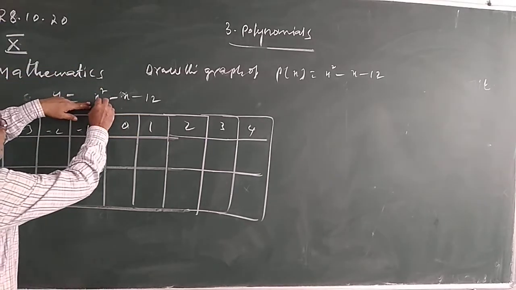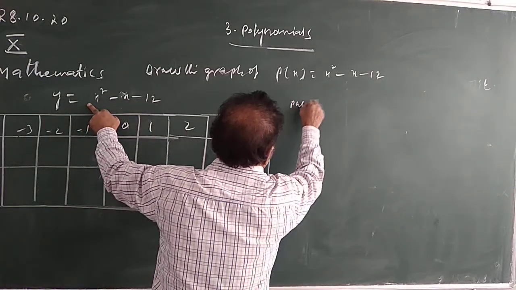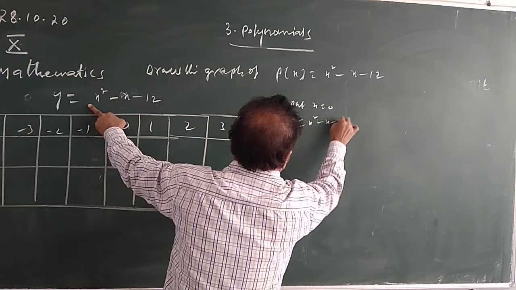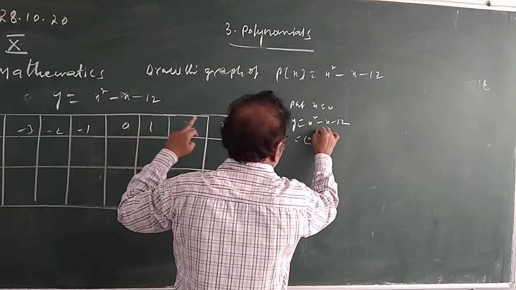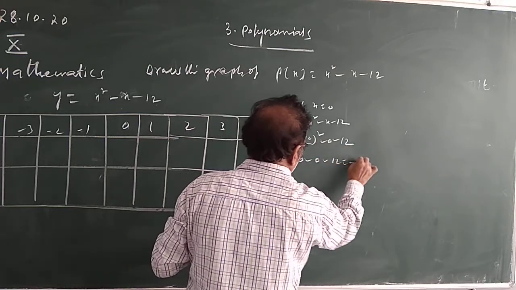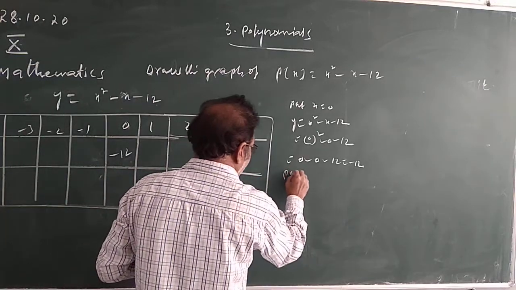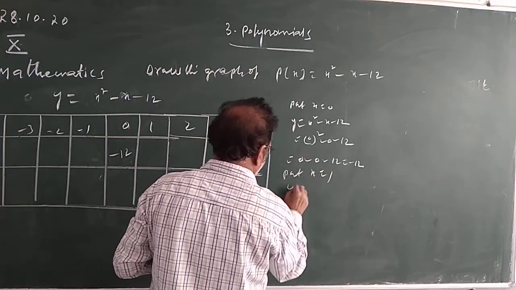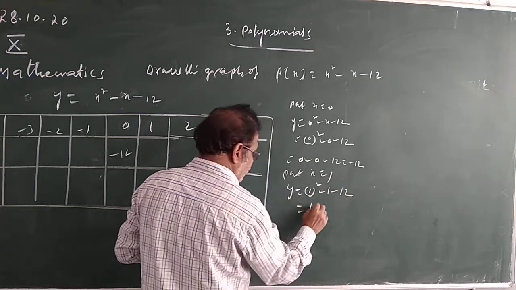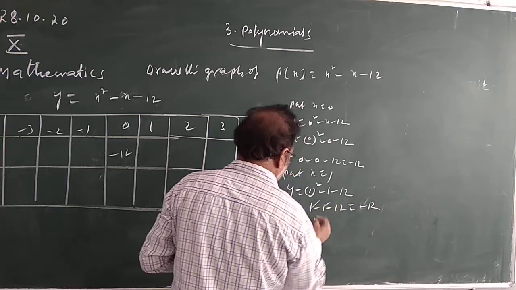Put x is equal to 0. y is equal to x square minus x minus 12, so 0 square, 0, minus 0, minus 12, equal to minus 12. So x is equal to 0, y is minus 12. Put x is equal to 1. y is equal to 1 square minus 1 minus 12, 1 minus 1 minus 12, equal to minus 12.